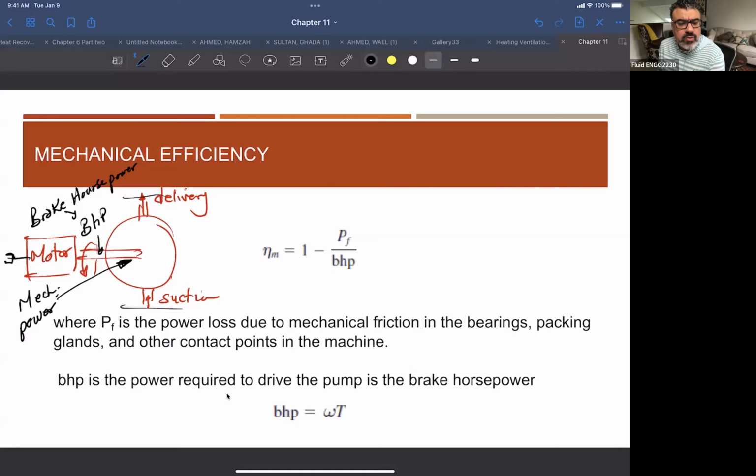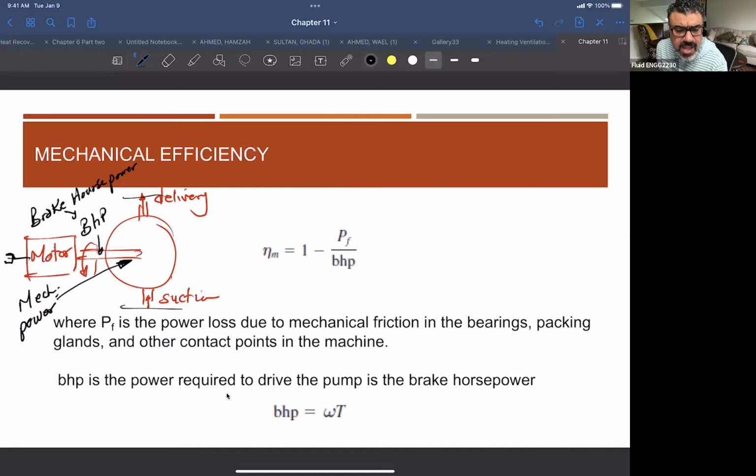Now, the ratio concerns the power losses due to mechanical friction inside the pump, in the bearings and packing inside this machine. If this friction is like 5%, for example, of the total power that you are supplying, that means the mechanical efficiency is 95%.